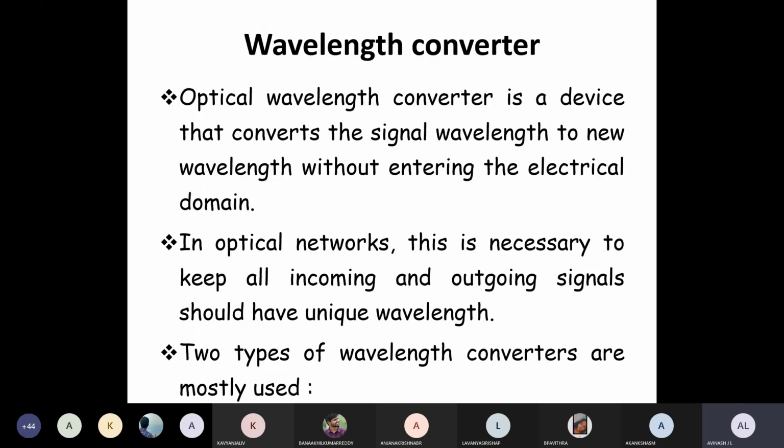In order to avoid that confusion and mismatch of signals, we go for a unique wavelength for each and every signal. In optical network, it is necessary that all incoming and outgoing signals should have a unique wavelength. In order to maintain the unique wavelength, if the signals have the same wavelength, we use the wavelength converter so that we can change any one signal's wavelength.